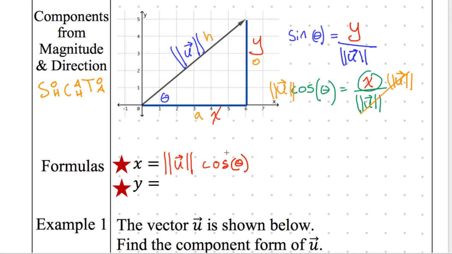All right. Then what is y going to be? There it is: magnitude of u times the sine of theta.